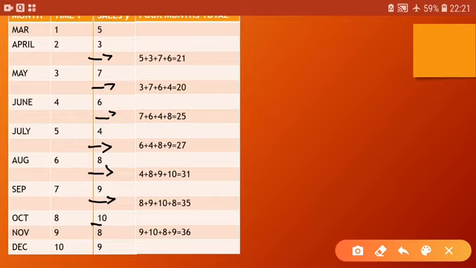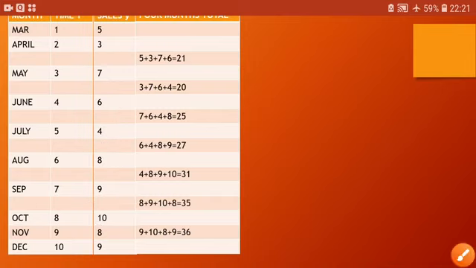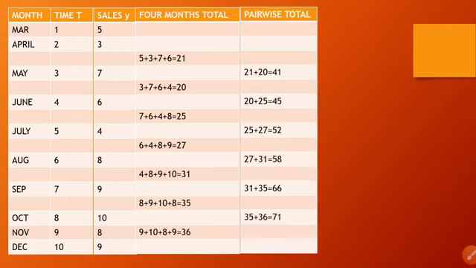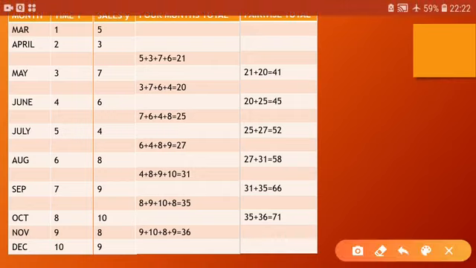After this 4 months total, what you will be doing? You will be doing pair-wise total. Now what is this pair-wise total, sir? In 4 months total, we have found and written in between 2 particular years. Now what we will do? We will be doing totals total.